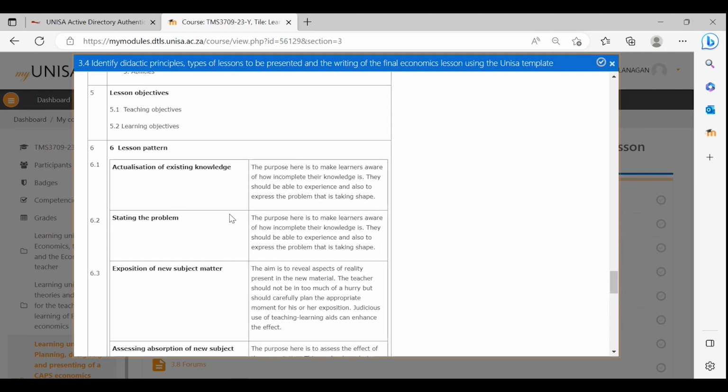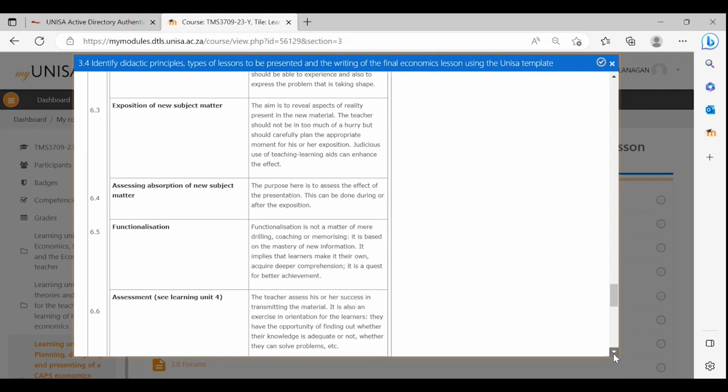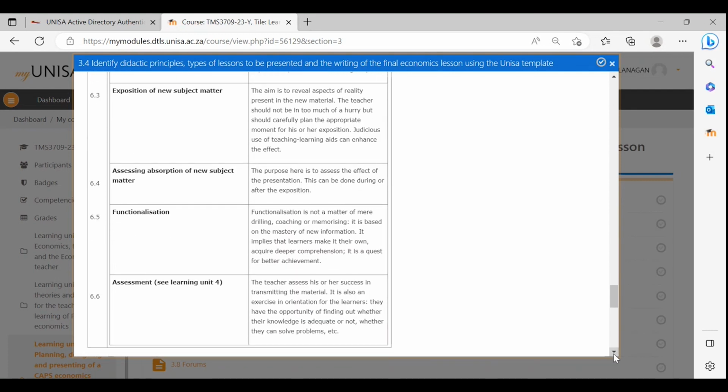Then stating the problem, the purpose is here to make learners aware of how incomplete their knowledge is. They should be able to experience and also to express the problem that is taking shape. Then the exposition of new subject matter. How would you assess learners' understanding of the new concepts? And so forth. Then assessing absorption of new subject matter.